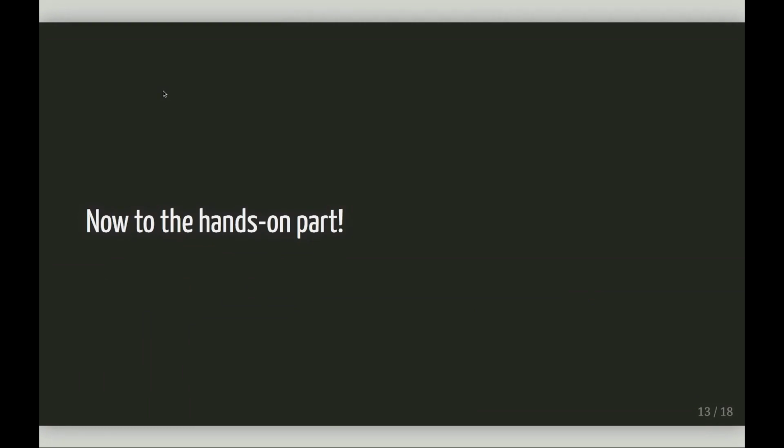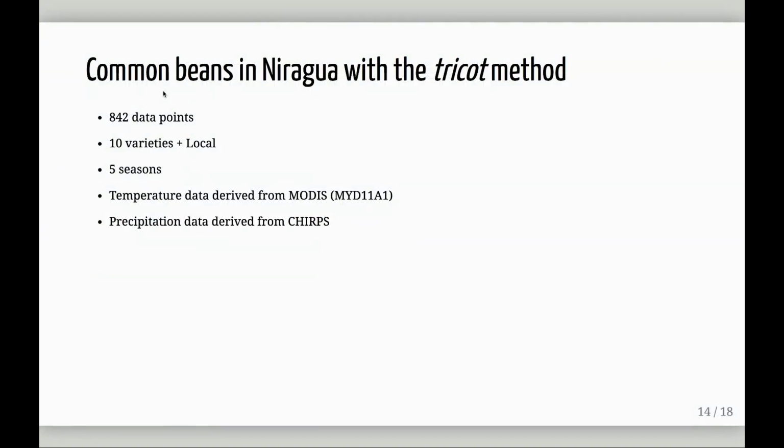So now let's go to the hands-on part. First of all, we are going to evaluate common beans in Nicaragua with the tricot method. In that case, we have 842 data points from farmers across Nicaragua. We evaluated 10 varieties of beans, plus the local variety that they grow there. We did this in 5 seasons in Nicaragua. And the temperature data is derived from MODIS, MOD11A1.